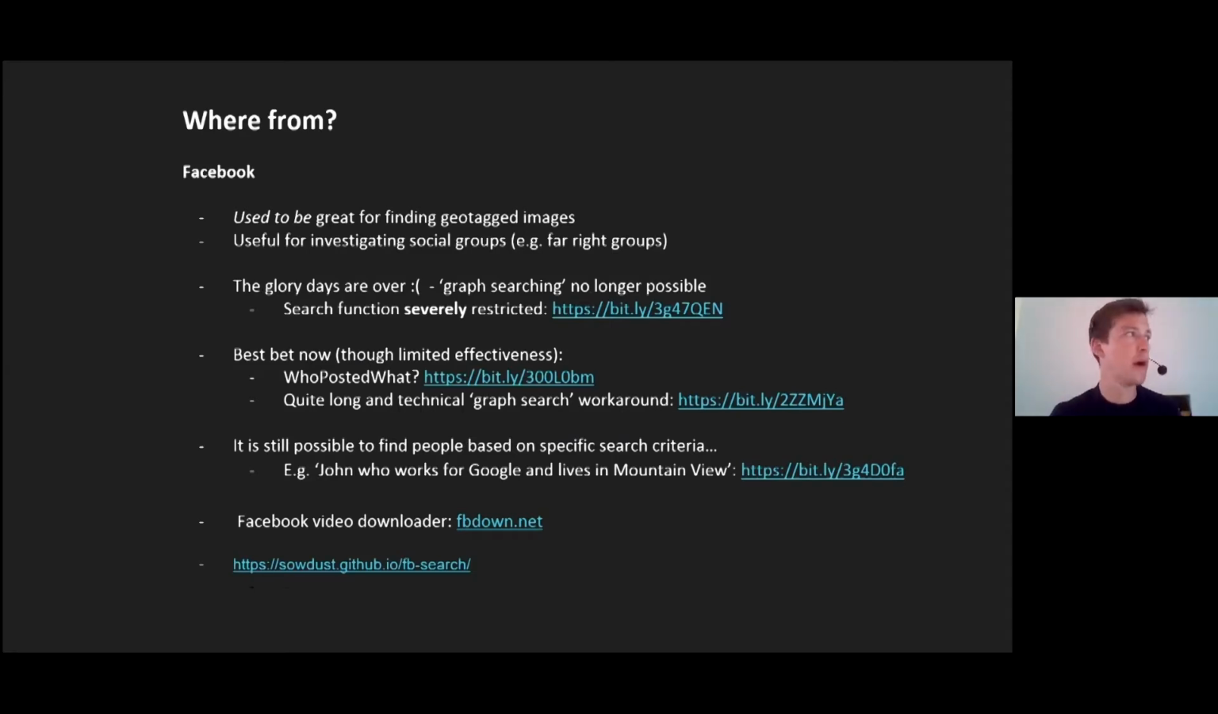And Facebook, unfortunately, no longer seems to be as effective as a social media search resource. Some of the ways that it would allow you to search for geotagged, geolocated information used to be, frankly, quite invasive. It was very easy to find very detailed information about people who probably had no expectation that you would be looking for it. They have since clamped down on what they called graph searching. So the search function is very restricted now, but there are a couple of tools here that you can use to try and circumvent some of those problems, and occasionally you can still find information that's quite valuable.